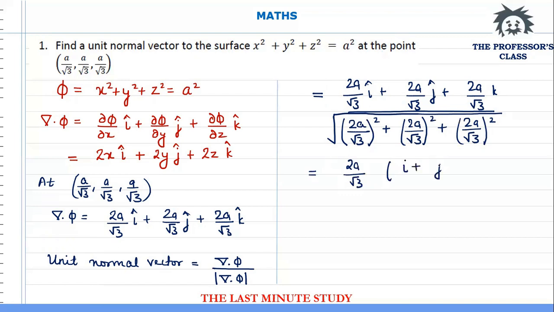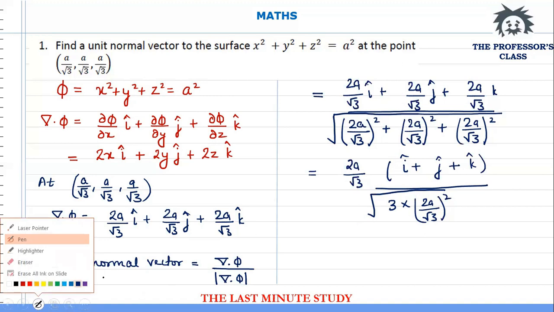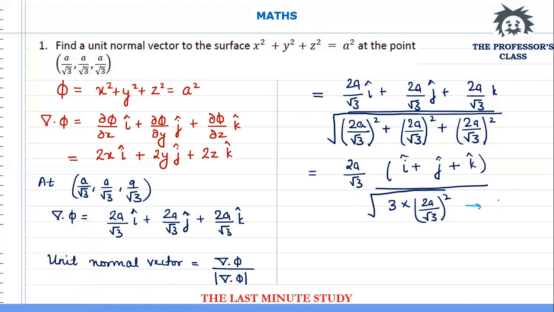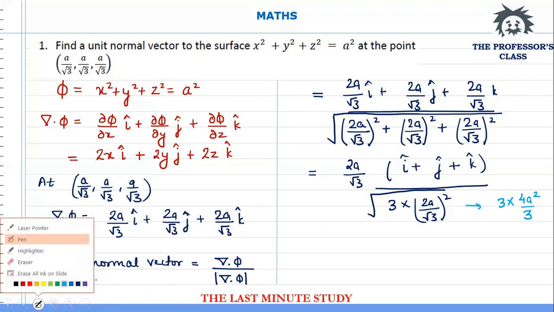Now in the numerator, I can simply take 2a by root 3 as common, so I'll be left with i plus j plus k, the 3 unit vectors, and in the denominator also I can take this out, so I'll get 3 times 2a by root 3 square. On squaring the denominator, let me do it separately. I'll get 3 times 4a square by 3, for which the 3 will get cancelled and I'll have root of 4a square, which on solving will become 2a.